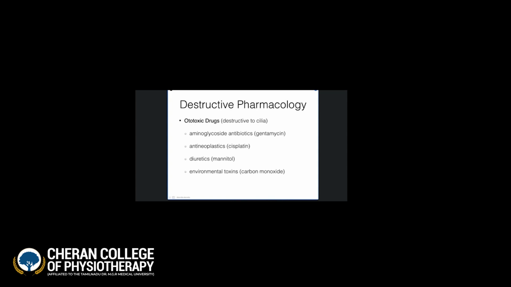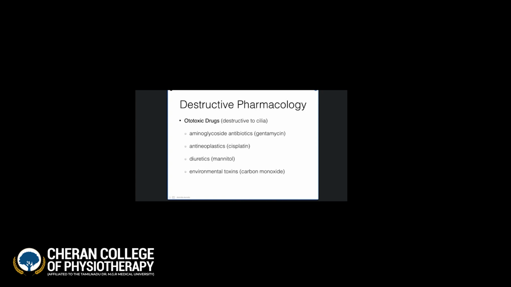So, pharmacological things you have to see. What is the pharmacology thing you will see? Some medications will disrupt the ciliary actions. That too, what I have told, the push and pull mechanism. So that too will increase your dizziness.